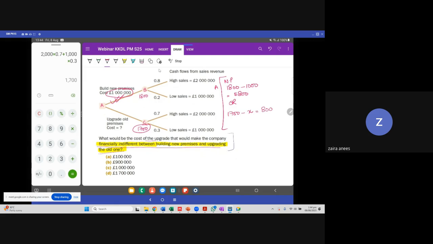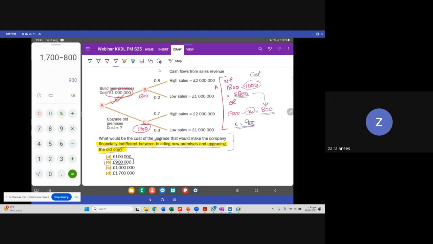Because we are not sure, this is the cost now. In the second case, we don't know what the cost is, but we want to be indifferent. Indifferent means the answer of both options should be the same. So what should I deduct from 1700 to get 800? Simply 1700 minus 800 is 900. So if your upgradation cost is 900, you will be indifferent between choosing option A and option B. So that would be this option.